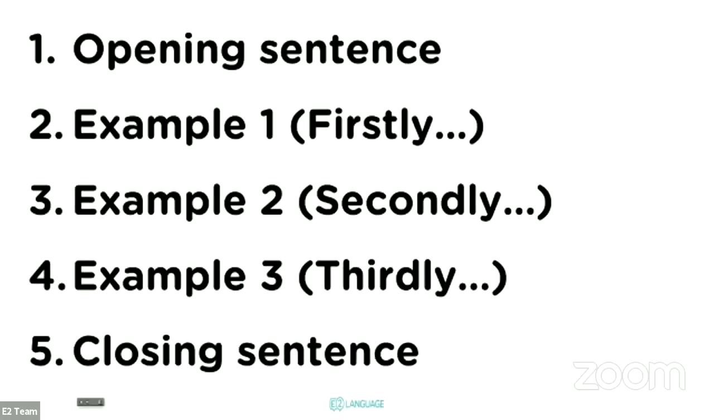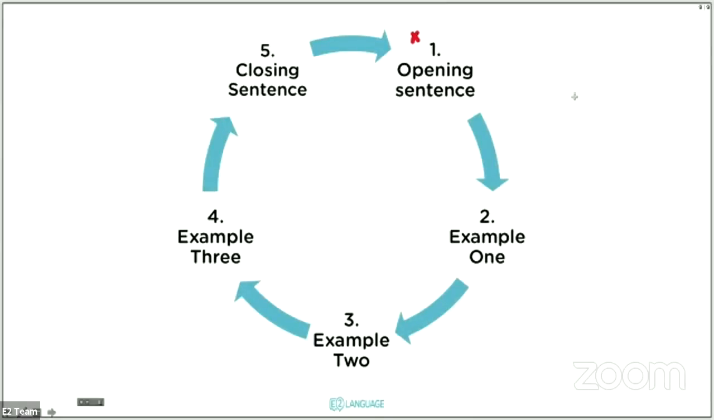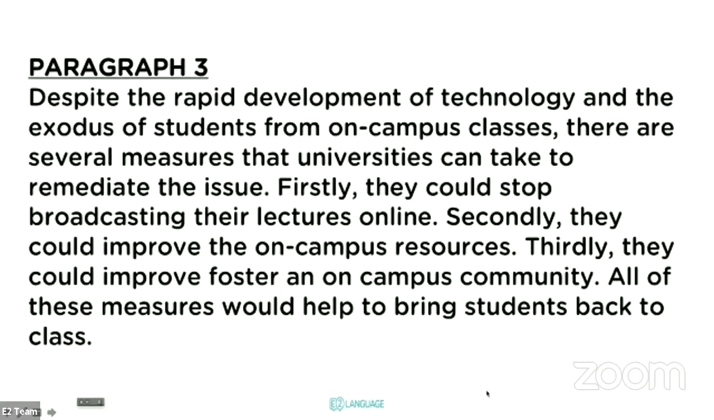We're going to have an opening sentence. We're going to have three examples. Example 1, firstly. Example 2, secondly. Example 3, thirdly. And a closing sentence. And we're doing this because we need to talk about solutions in a single paragraph. So it's going to sort of be like this. It'll still have a logical structure. We're still going to have an opening sentence. Example 1, example 2, example 3, and then a closing sentence. So it's still logical. Let me read you mine and I'll show you what I mean.